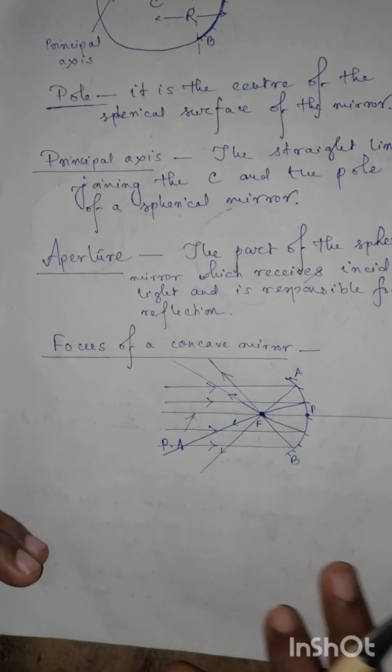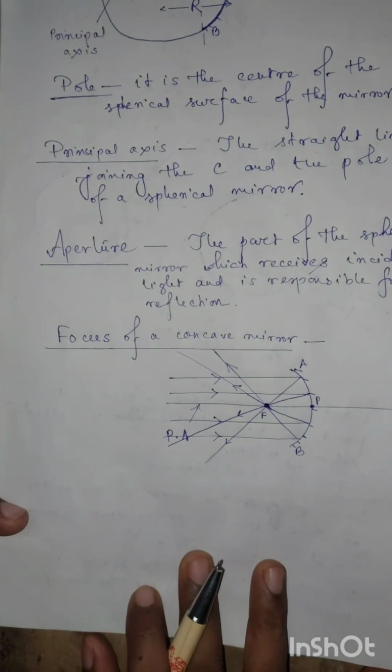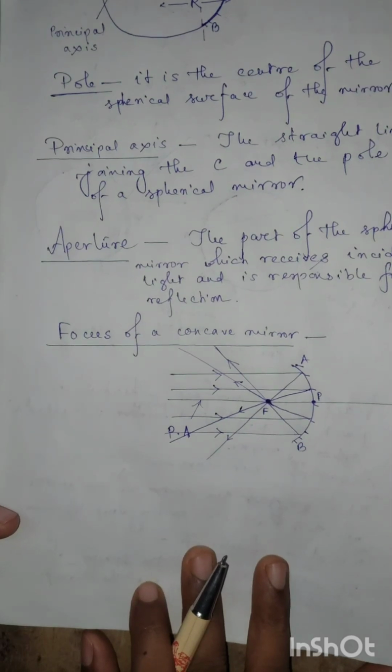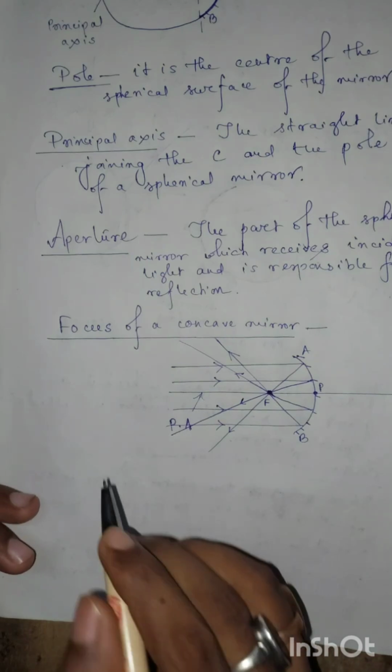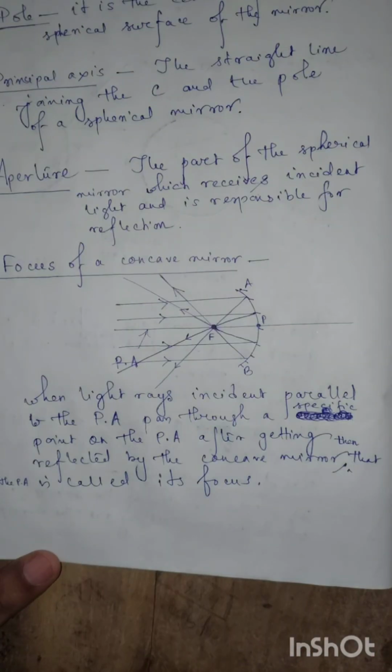Okay, so let us write the definition. When light rays incident parallel to the principal axis pass through a specific point on the principal axis after getting reflected by the concave mirror, then that specific point on the principal axis is called its focus.